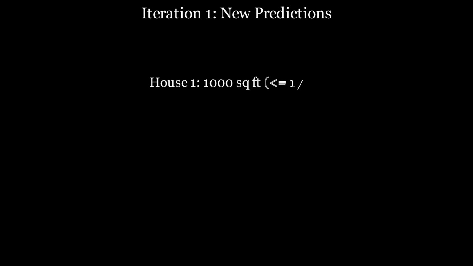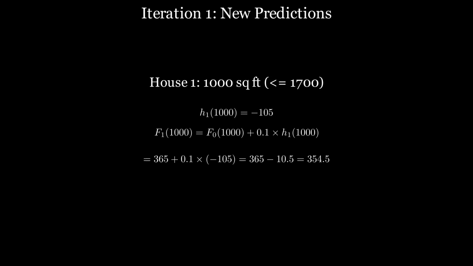Let's calculate the new predictions, F1, for two of our houses. First, a small house of 1,000 square feet. The tree H1 predicts a correction of -105 for this house. So, the new prediction F1 is 365 plus 0.1 times -105. The prediction moved from 365 down to 354.5, which is closer to the actual price of 200.